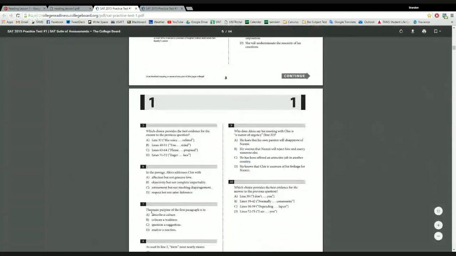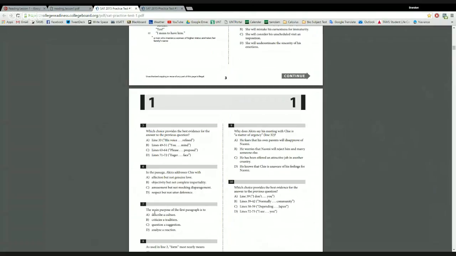Okay, we skip those. The main purpose of the first paragraph is to, so we actually went through the first paragraph just there, so we just read it. It seems like he's analyzing something with a few questions. Keep in mind these questions are rhetorical, so it's not that he's asking someone, but he's asking himself. So is it describing culture? No. Is it criticizing? Criticizing is pretty harsh, that's not the answer. Is it questioning suggestion? It is questioning, but there's no suggestion, which makes it incorrect. It's actually analyzing a reaction, as rhetorical questions usually are used to analyze something, or ponder something within your head.